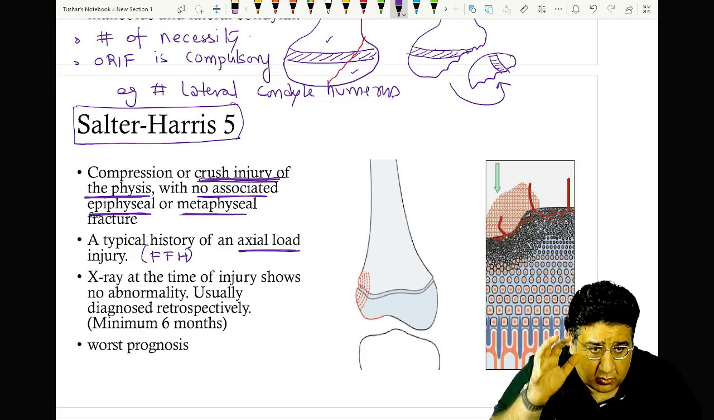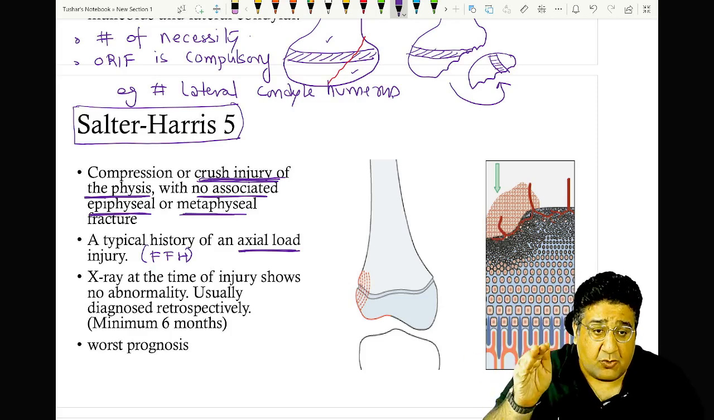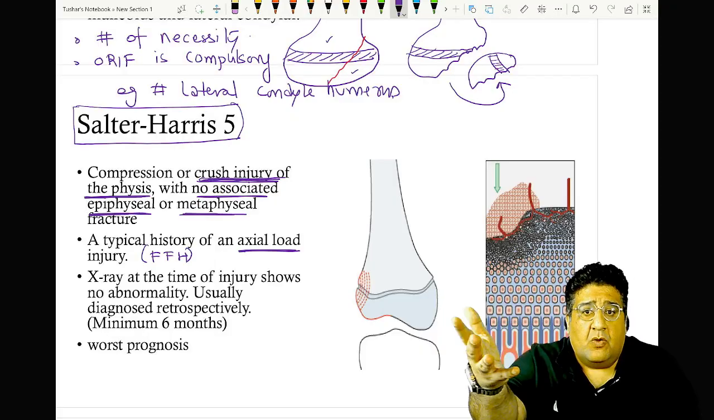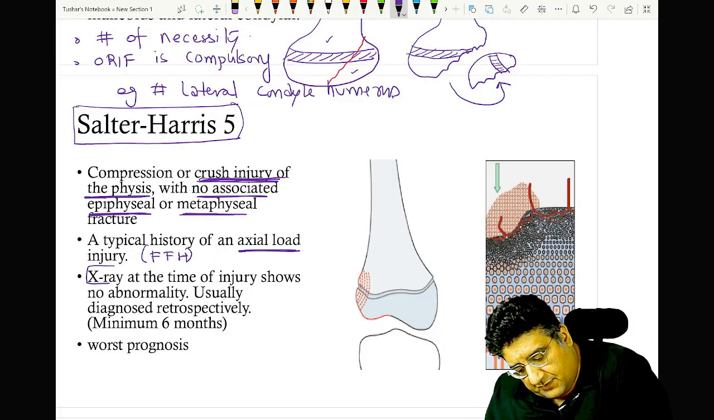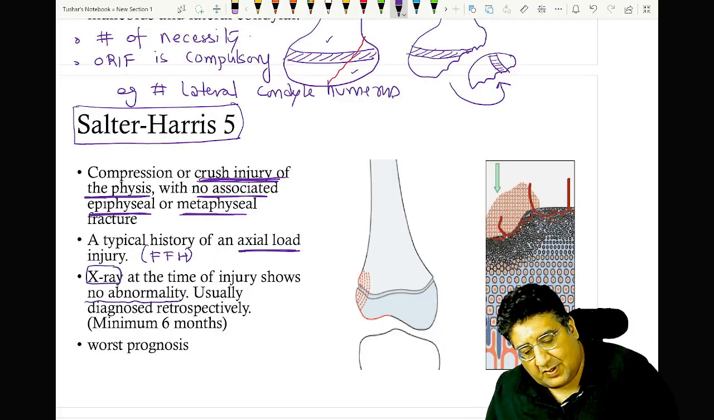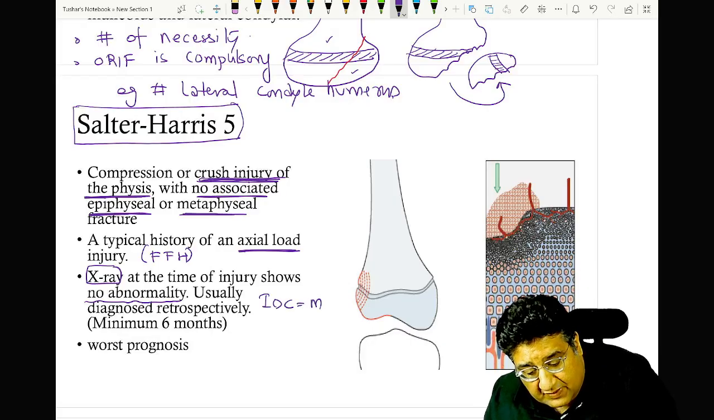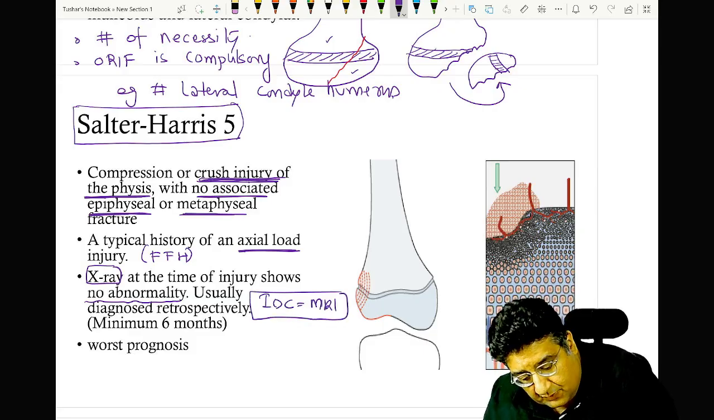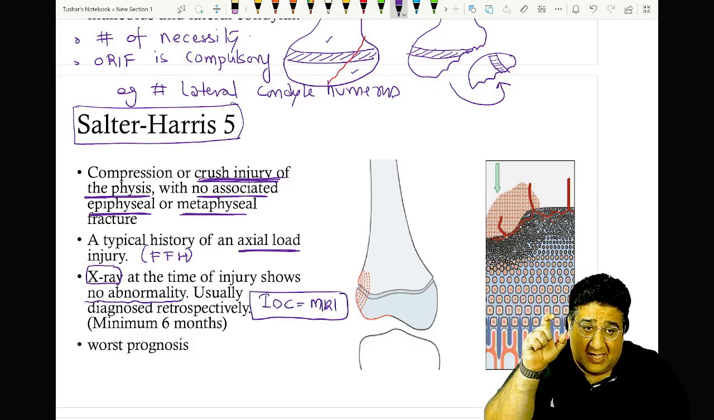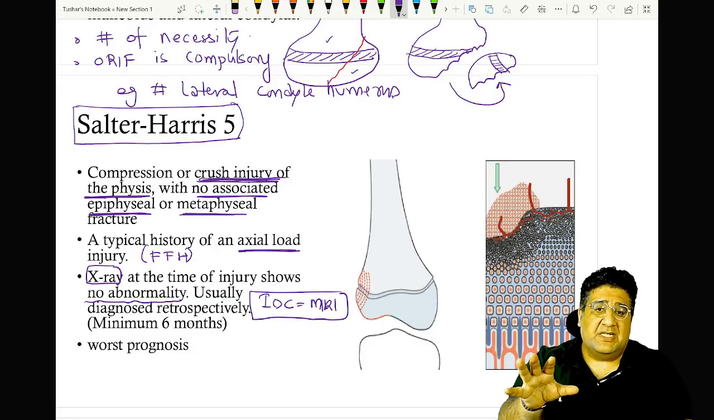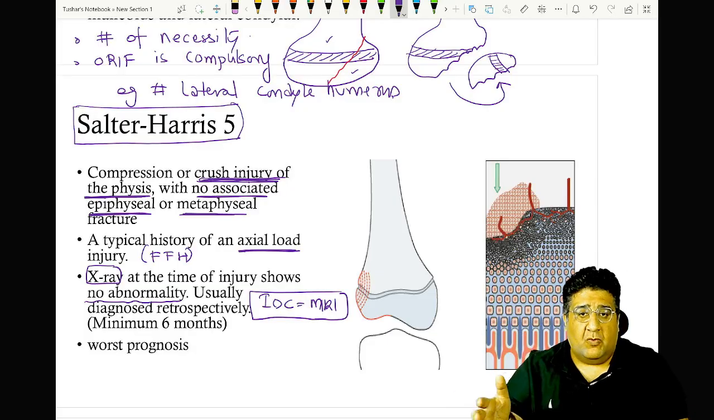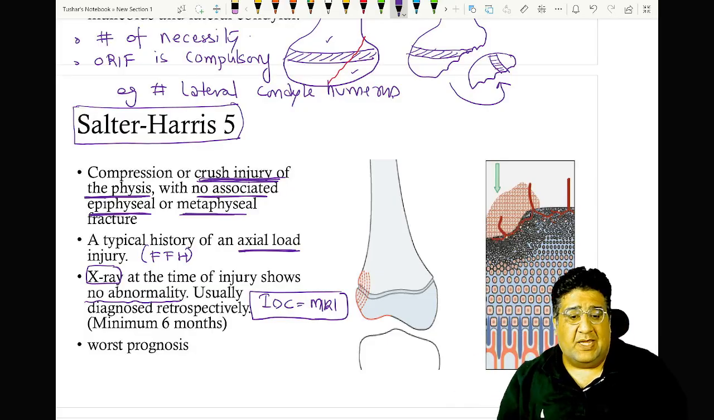Can you see growth plate on an X-ray? No. So can you see a crushed growth plate on an X-ray? No. So the X-ray at the time of injury will not show you any abnormality. It will be usually normal. So ideally, what should we do? Investigation of choice. What should we do? MRI. So if MRI shows you growth plate damage at that point of time, then you have to take the call what to do. Otherwise, X-rays will be absolutely normal.